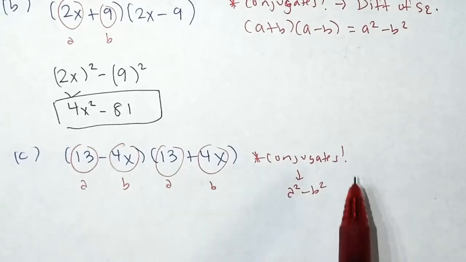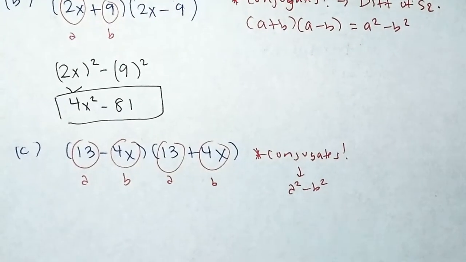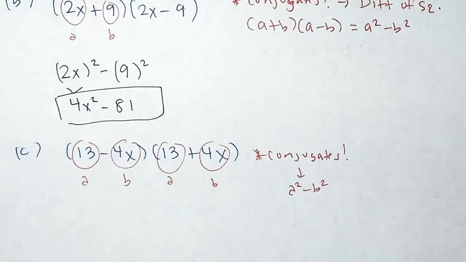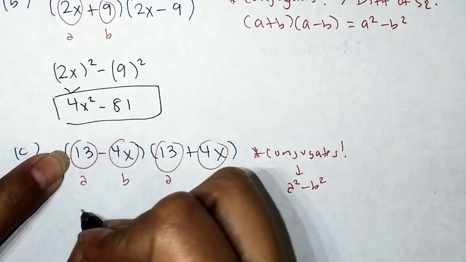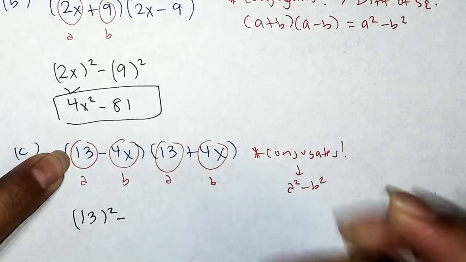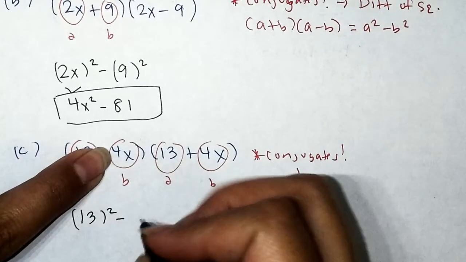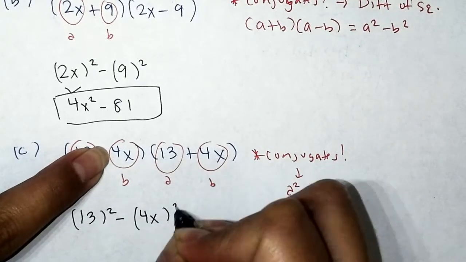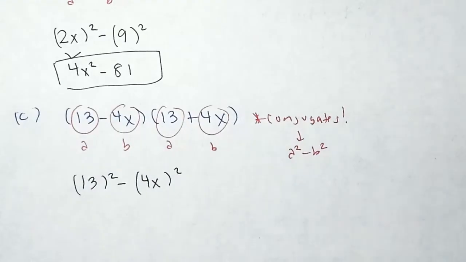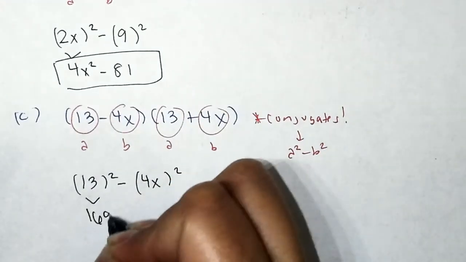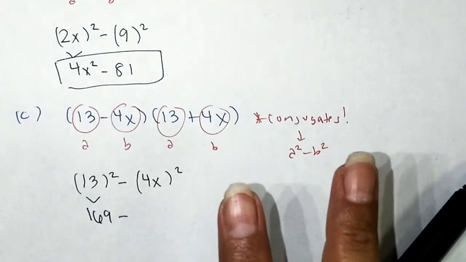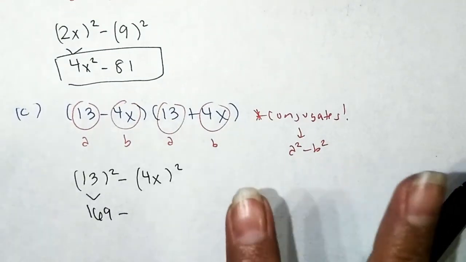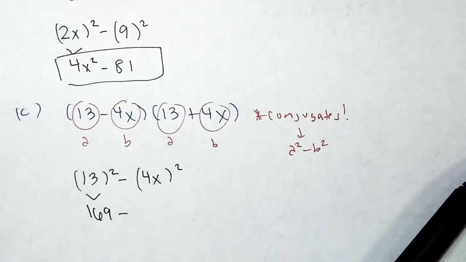Okay, so product of conjugates simplifies to difference of squares. So the first term in our answer should be of the form a squared. We're going to take that a and square it. Always minus b squared. We're going to take that second term and square it. 13 squared, who knows? Let's punch it in. That will give us 169. And the square of 4x, 4x times 4x, will give us 16x squared.